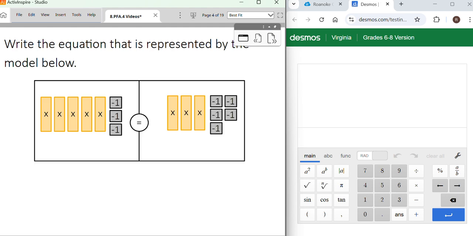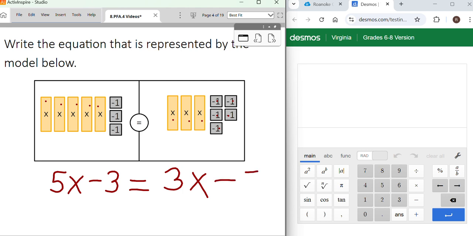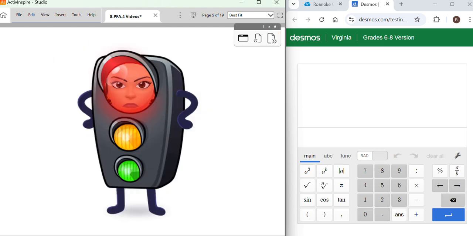All right, this one says write an equation that's represented by the model. You know to use that equal sign, correct? Now let's carefully count. 1, 2, 3, 4, 5 x's, and -1, -2, -3 is on that side. Now let's go to the right. 1, 2, 3, that's 3 x's. And 1, 2, 3, 4, 5 -1's is -5. So just be really careful and you'll get every single one of these. All right, let's go on to the next video.